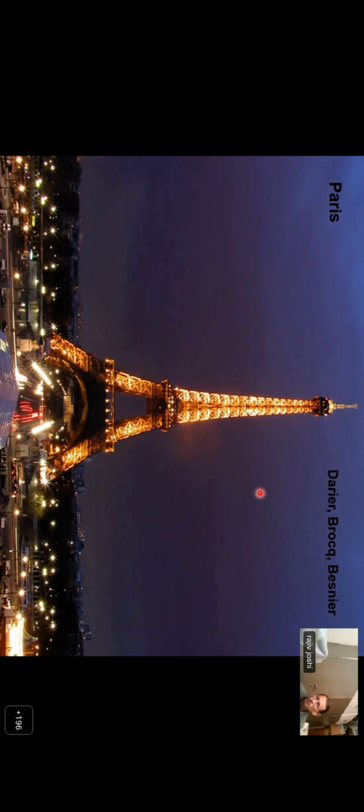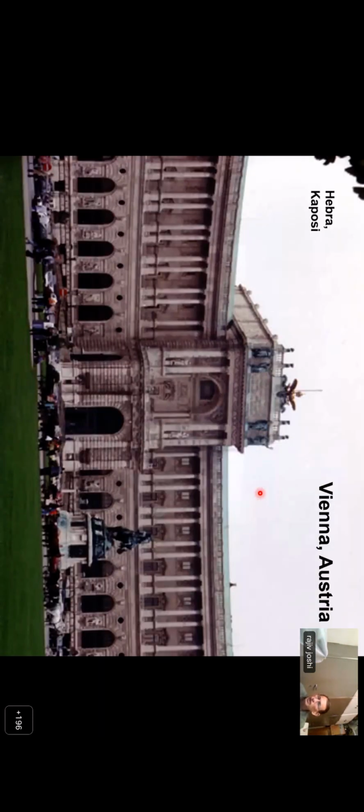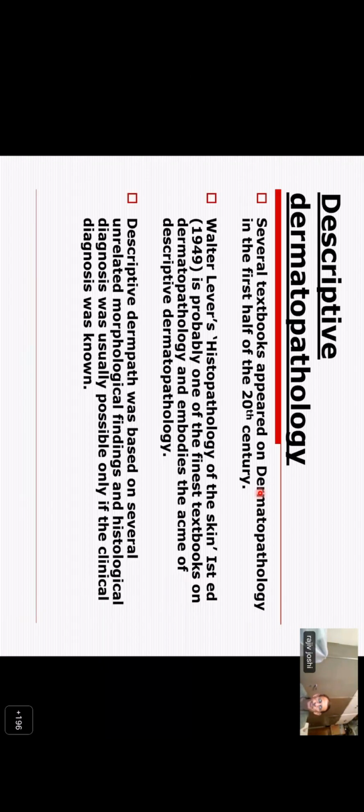You've heard of Darier's disease, I suppose. Besnier, Brocq, etc. In Vienna, it was Hebra and Kaposi. You must be familiar with Kaposi sarcoma. This was Hebra. So descriptive dermatopathology ruled the roost, and several textbooks appeared on dermatopathology in the first half of the century.